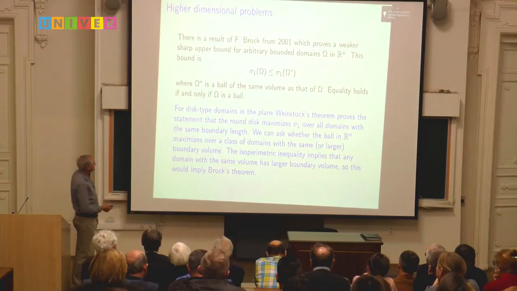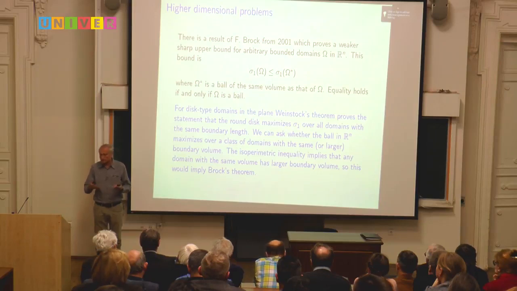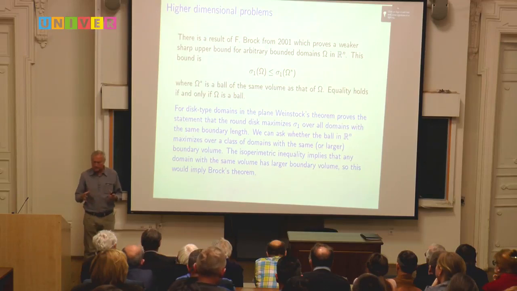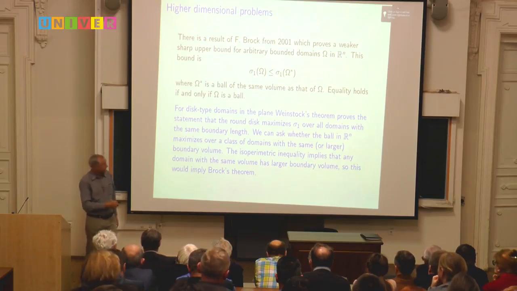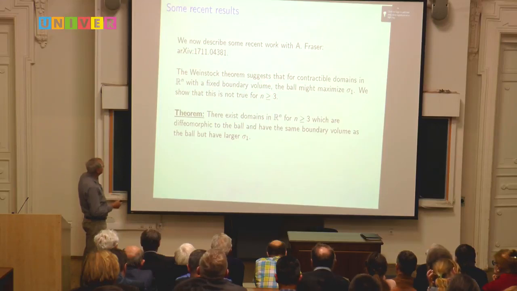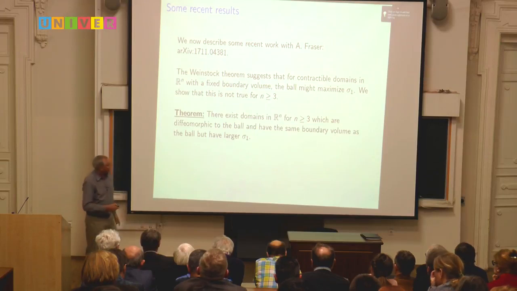And so you can ask the question whether in R^n the ball might maximize sigma 1 over domains with a fixed boundary area, at least assuming some restriction on the domain. The Weinstock-type restriction would say the domain is simply connected, that is, diffeomorphic to the disk. If you ask that question, it turns out to be false even for domains in R^n. So it suggests that maybe for contractible domains, or domains diffeomorphic to a ball, it might be true that if I fix the boundary volume, then the ball maximizes. And that turns out not to be true.